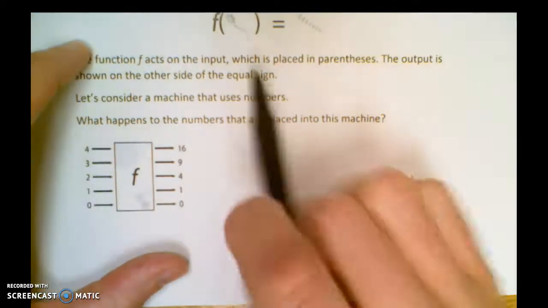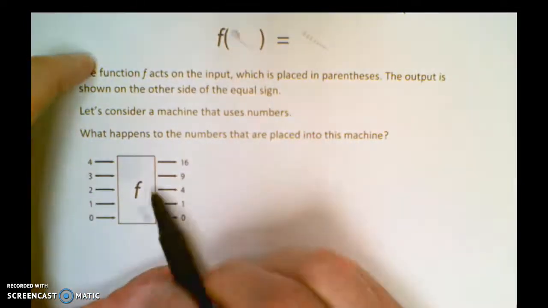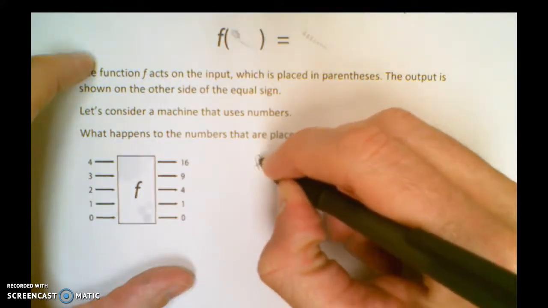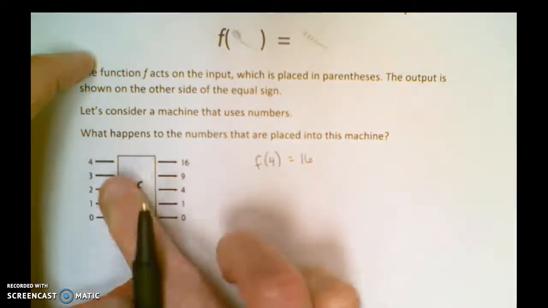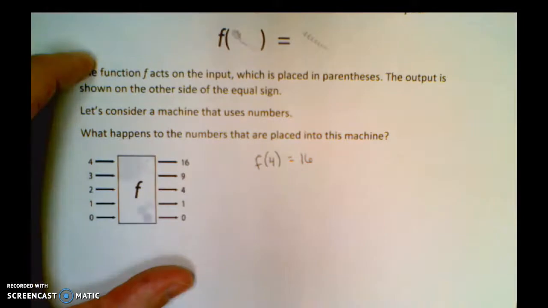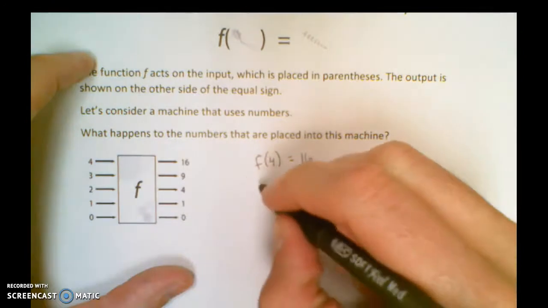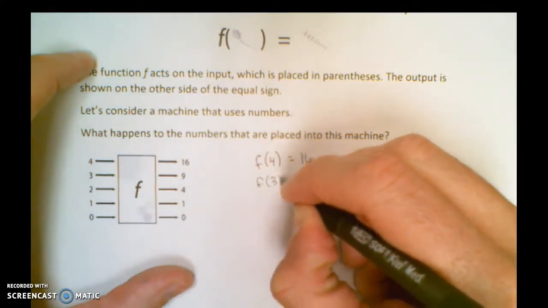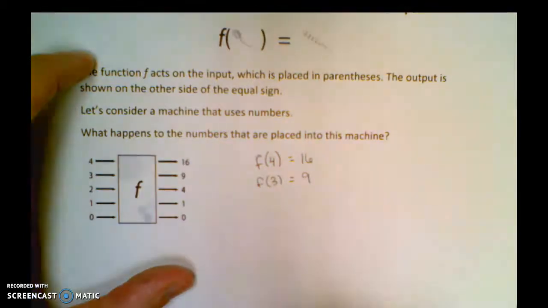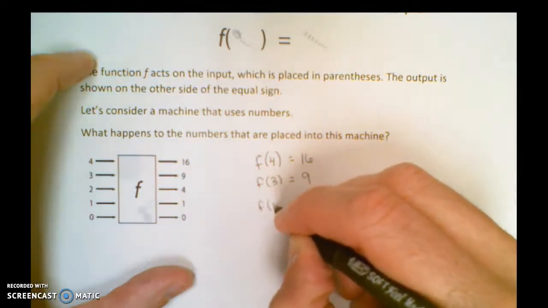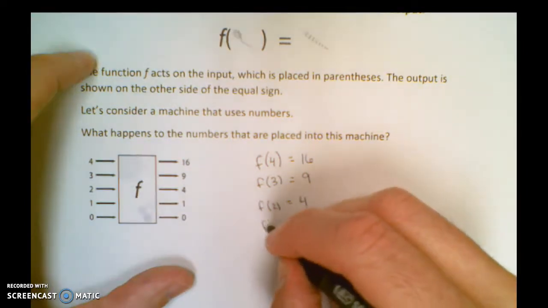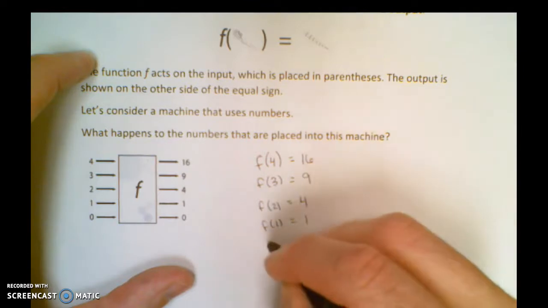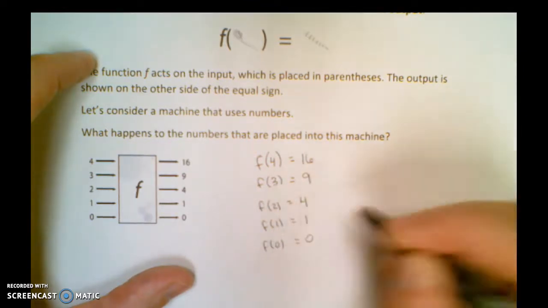So let's write these using that function notation we used with the carrots. So the name of this function is f. My input is 4, and my output is 16. That's the first relationship between the numbers given there. The next one, my input is 3, and my output is 9. My input is 2, and my output is 4. My input is 1, and my output is 1. And when my input is 0, my output is 0.